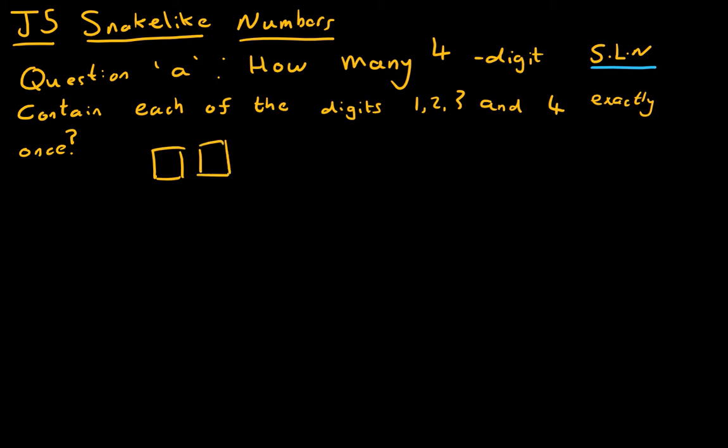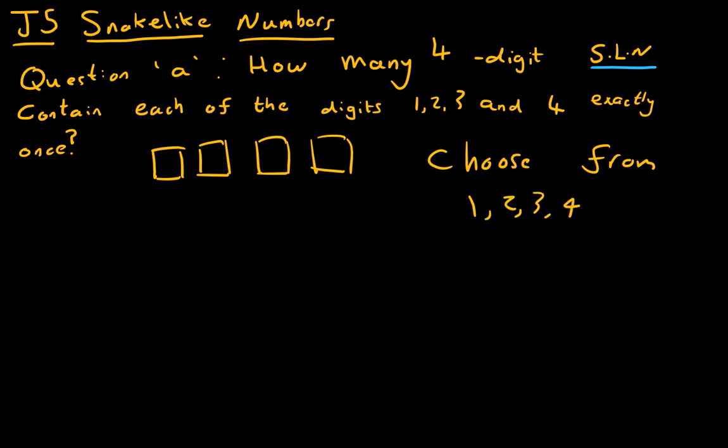We've got 4 digits, and we choose from 1, 2, 3, and 4. Okay, again, I hope you can recognize that this is going to be 4 factorial, which is 4 times 3 times 2 times 1, which gives 24.